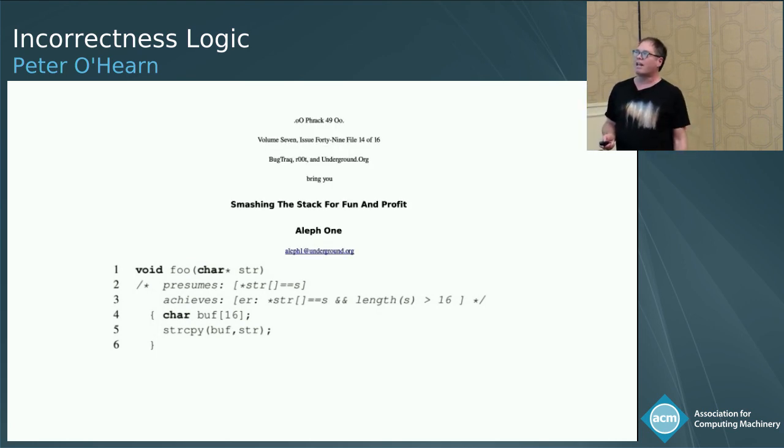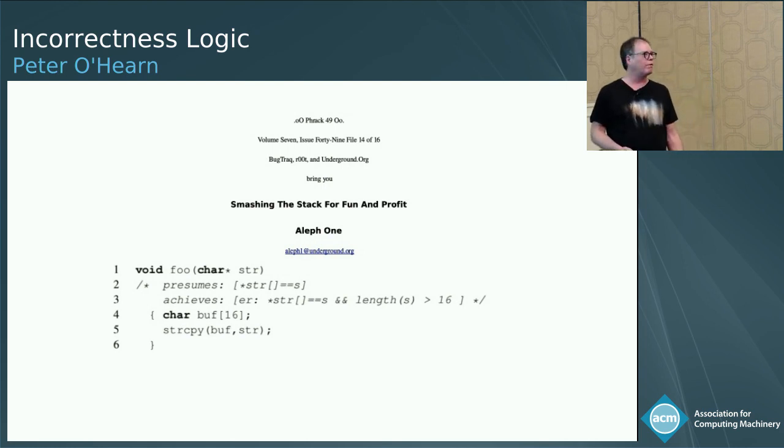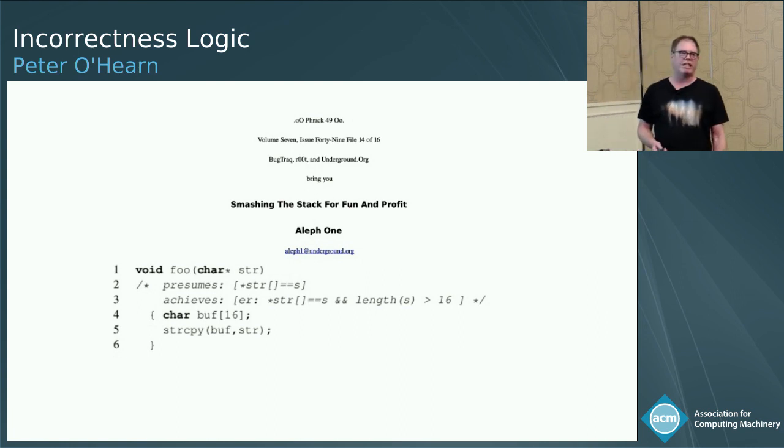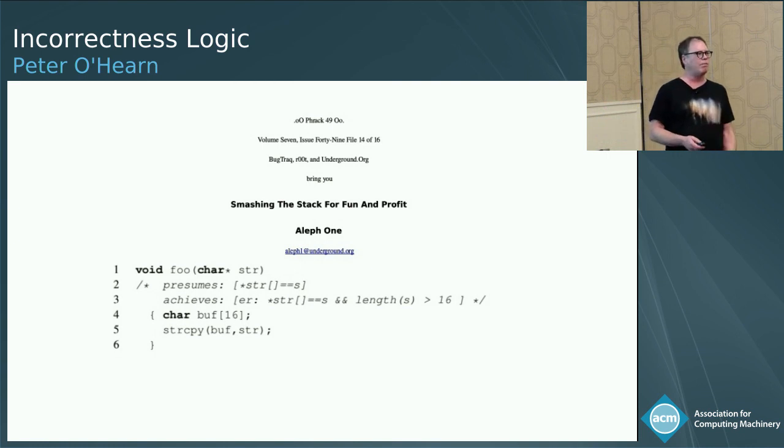There's the classic paper, Smashing the Stack for Fun and Profit, which taught people how to exploit buffer overruns. One of the beginning parts of teaching people how to exploit buffer overruns was this kind of buffer overrun, where if you give it a string that's bigger than 16, then you're going to get a buffer overrun. So I might consider, suppose it's okay to use logic to talk about bugs instead of just running the code to talk about bugs.